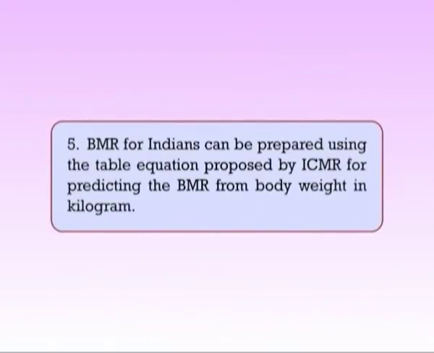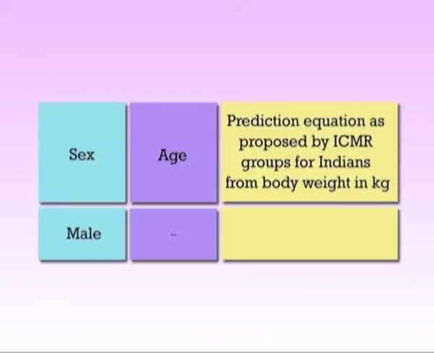Lastly, the BMR for Indians can be predicted using the table equation proposed by the Indian Council of Medical Research for predicting the BMR from body weight in kilogram. The equation for predicting basal metabolic rate in kilocalorie per 24 hour from body weight in kilogram is, for male between 18 to 30 years of age, 14.5 multiplied by weight in kilogram plus 645. For male between 30 to 60 years of age, the equation is 10.9 into weight in kilogram plus 833. And for male age greater than 60, the equation is 12.8 multiplied by weight in kilogram plus 463.